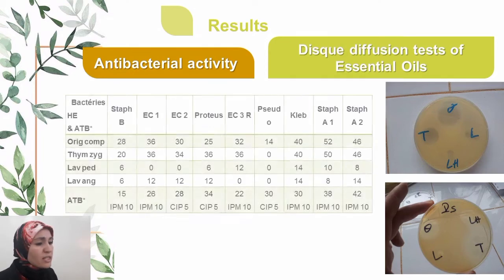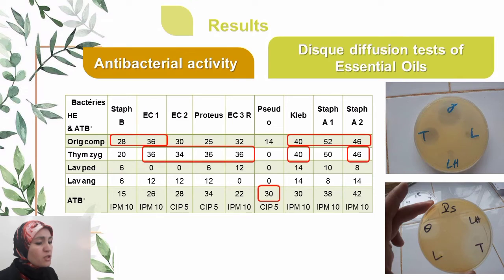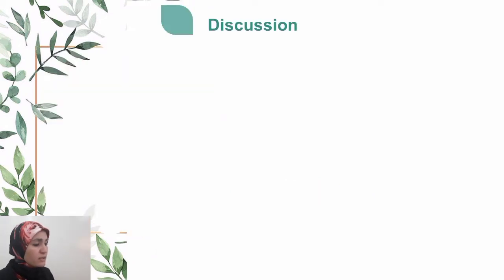For the antibacterial activity and disk diffusion tests of essential oils, this second table presents the results as diameters of inhibition zones. It clearly shows that Origanum compactum and Thymus zygis are the most effective ones, even more effective than the powerful antibiotics, except for Pseudomonas.